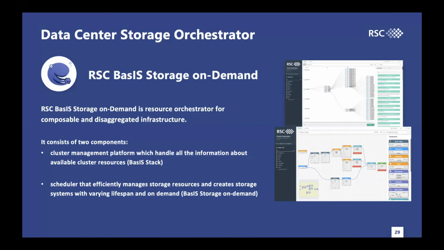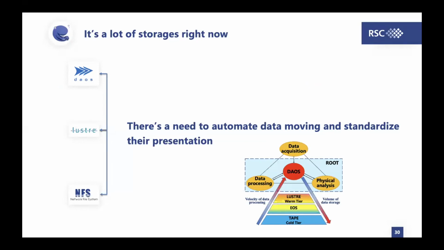And the last slide. As Martin mentioned, we already have a lot of storage systems in JINR, and now the main goal of RSC is to build an infrastructure for efficient data management. We are working on it right now, and we'll be happy to demonstrate it at the next DUG.